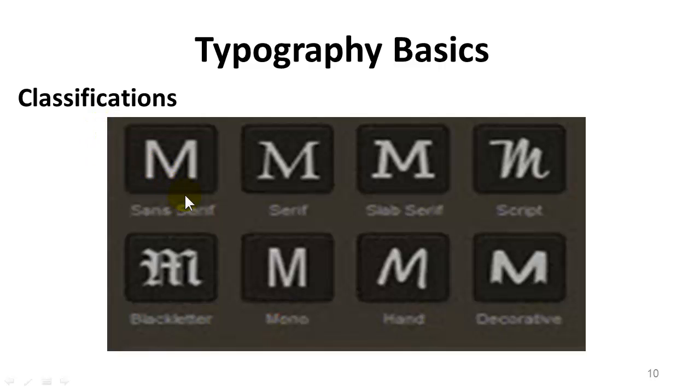So here we see the letter M in a sans serif, no curly cues, in a serif. The slab serif, a little fatter and a little bit less curly, but still there are the serifs. Script, more like a writing. Black letter, more Gothic looking. Monospace. Here there's a different classification, handwritten, and decorative. So sometimes you might see different classifications with respect to different typefaces.